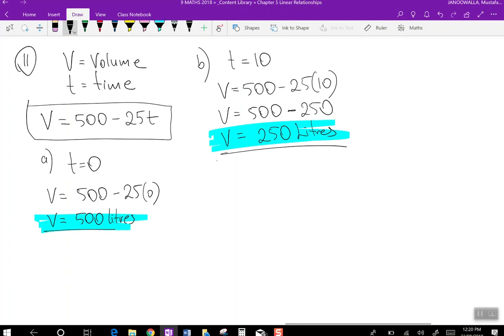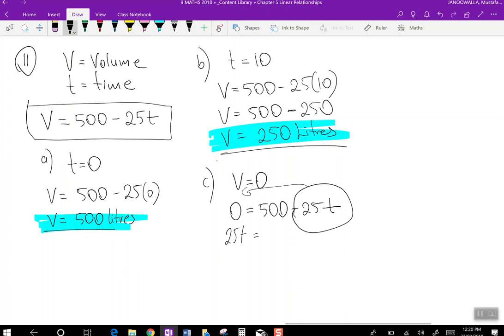Part C. How long will it take for the tank to be completely empty? If the tank is completely empty, what's the volume? 0, because it's completely empty. So when V equals 0 now, so when you have V in that equation, you put 0. So 0 equals 500 minus 25T. So you want to find out at what time was the volume 0. So I would move the negative 25T there, so it becomes positive. So you've got 25T equals 500.